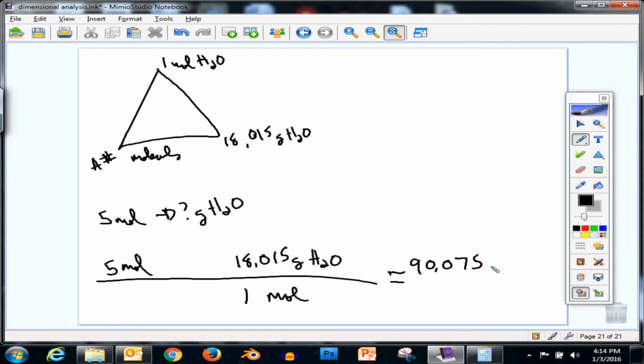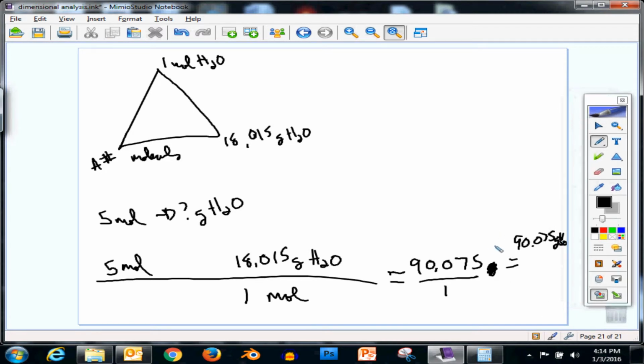No, it would still be the same amount. We would just use different language to talk about it. So let's do that. 5 times 15 is 75, 0, 40. So 90.75 divided by 1, which is going to be equal to 90.075 grams of H2O.